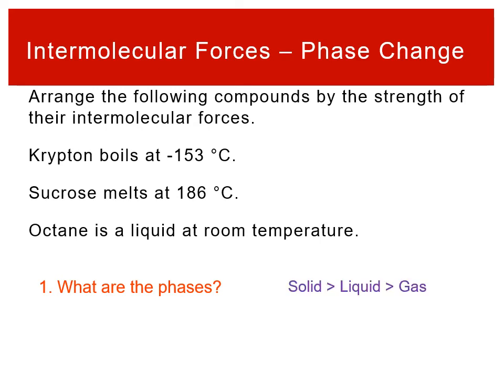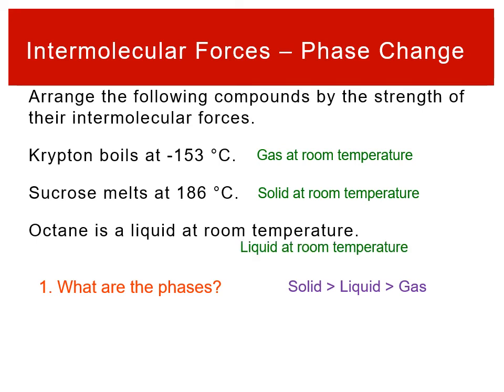Okay? And so we know that solids at a given temperature, things that are solid, have stronger intermolecular forces than those substances that are liquid and then those substances that are gases. So we know that this is true, that for a given temperature, this would be the case. So the temperature we're going to choose is room temperature. Krypton boils at negative 153. Room temperature is quite a bit above that. And so it's a gas at room temperature. Sucrose melts all the way up at 186. So that's a solid at room temperature. And then we're told that octane is a liquid at room temperature.